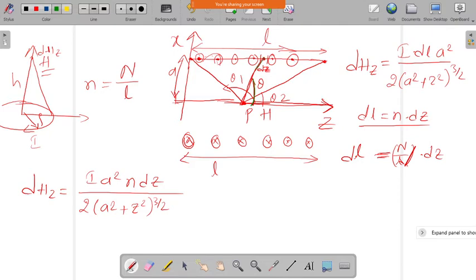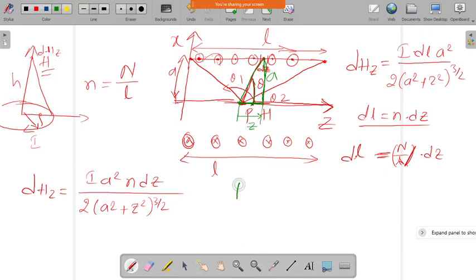Now if I draw this one, we know that it is nothing but a radius a, and we can find out the value of this, or we can have sin theta and cos theta. Let us take the distance from the point P to the perpendicular line from the differential element as z.